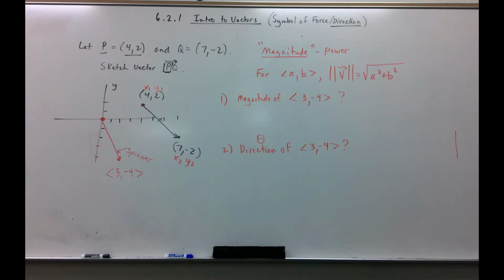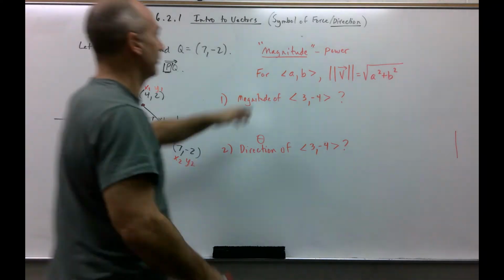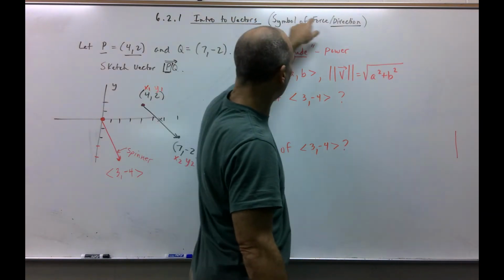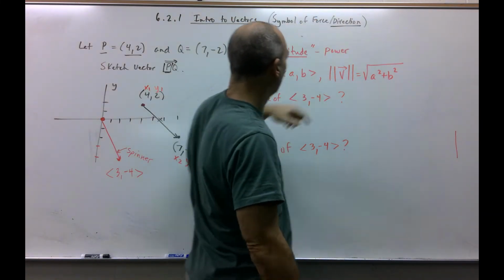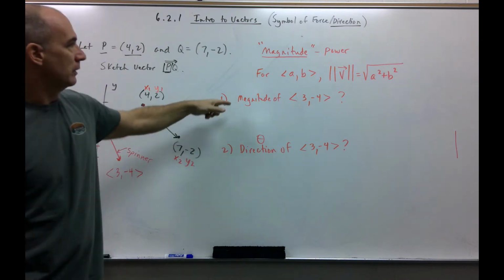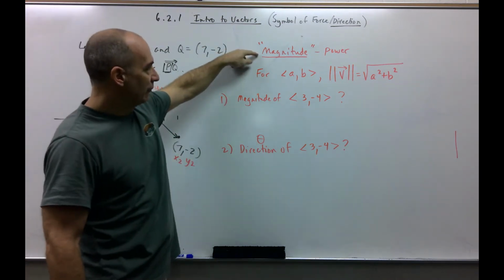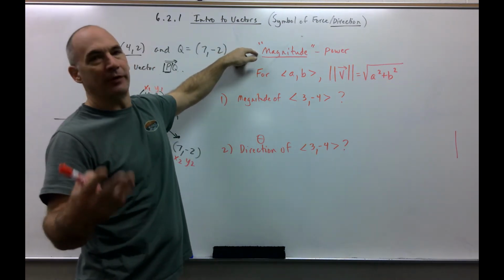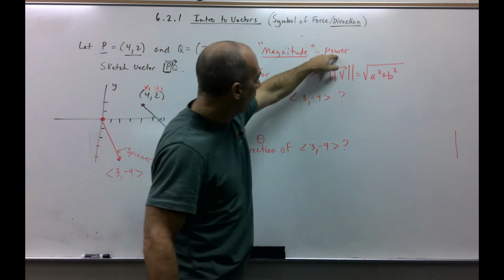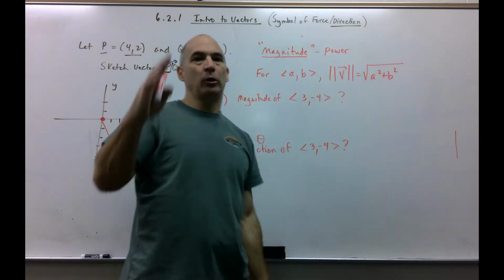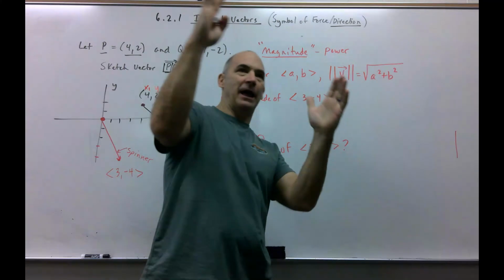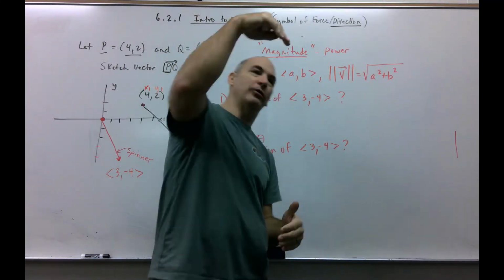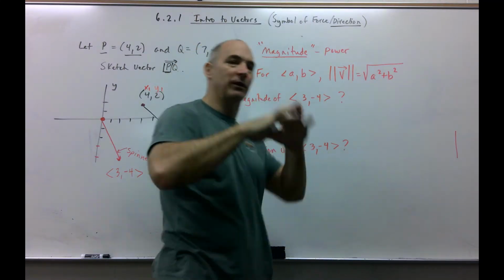Moving on in the world of vectors. Remember what I said, a vector is a symbol of force and direction. So now we're going to talk about both. Magnitude is the word connected to the world of vectors, which represents the power of the vector. If you have a big old oak tree fall, that has tremendous power, down and out. So that's all the world of physics.